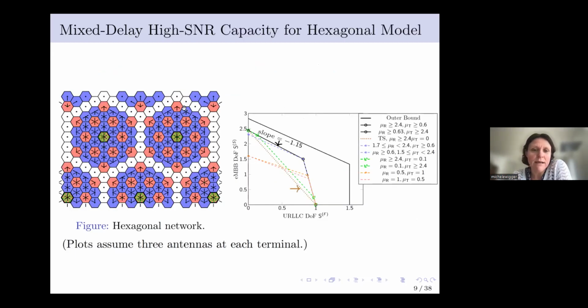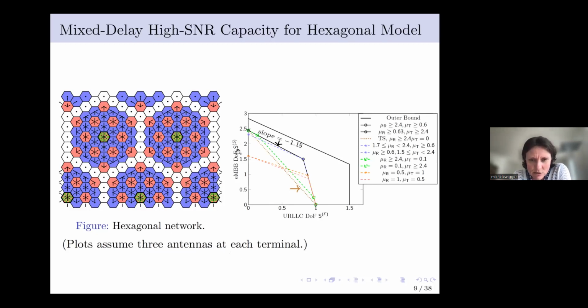So maybe a bit more concrete now. If we look at the hexagonal model, so we have these hexagonal cells, and here we assume that within a cell we do some time sharing or some frequency sharing. So we just have one transmit base station communicating to the mobile, or the uplink. And so the interference, of course, is from the 6 neighboring cells. So this is the model. We have a Gaussian channel. And here also for the plots, we assume that each terminal has 3 antennas.